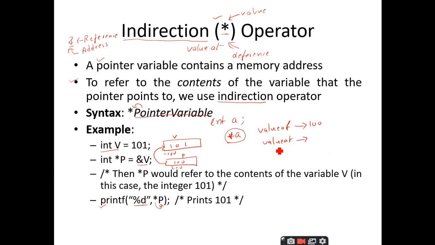So what is the value at 100? Not one, sir. 101, right? So the value at p means the value at 100, and the value at 100 is 101. This is how you need to observe the difference between the ampersand symbol and the indirection operator.